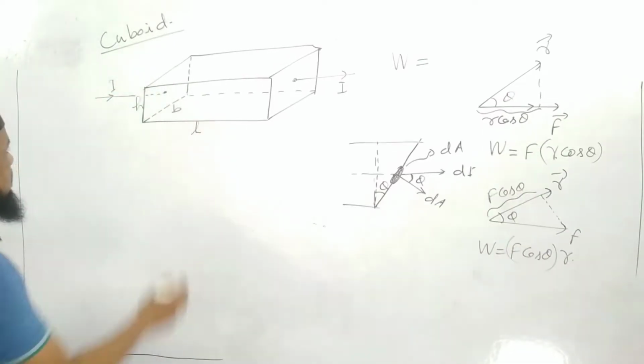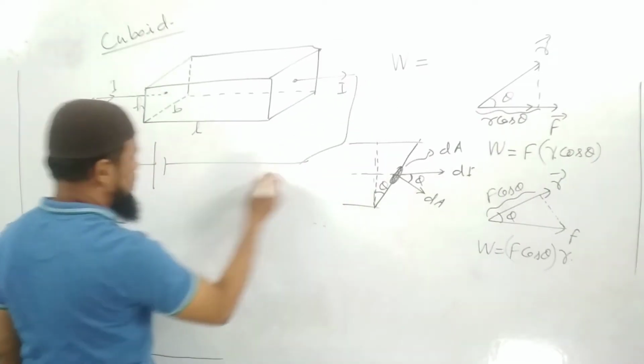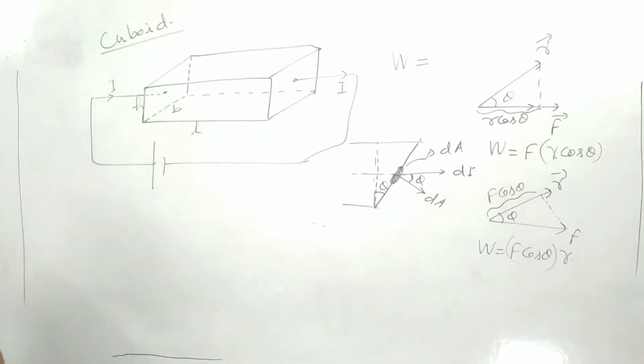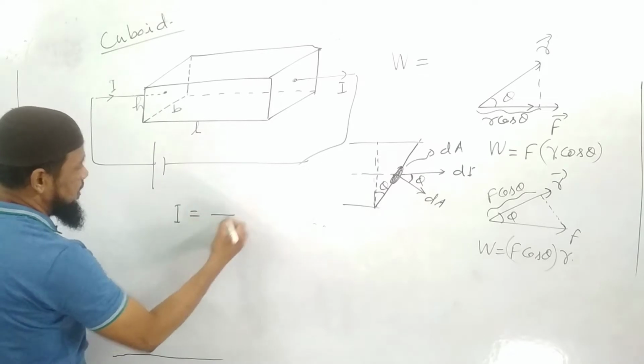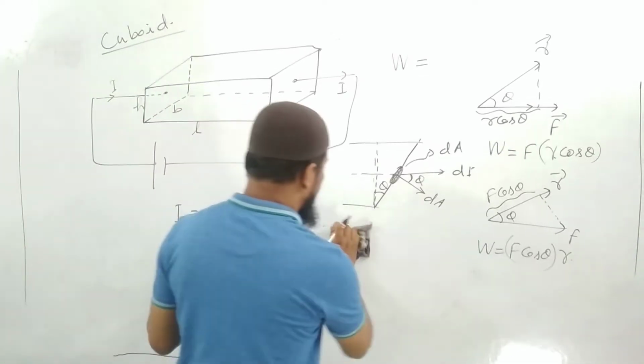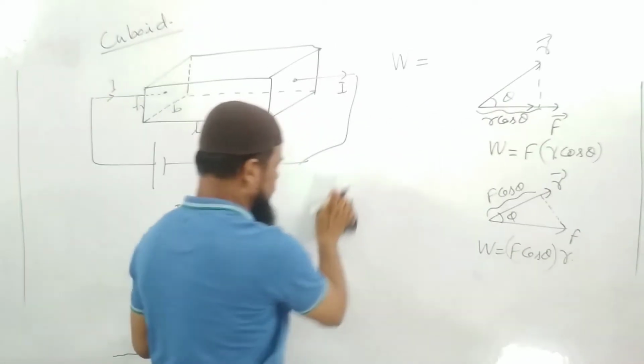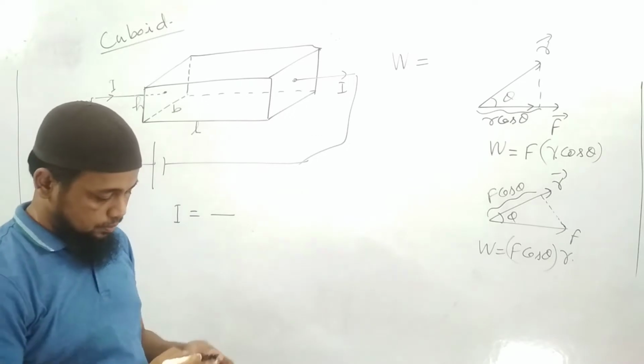This is a cuboid. Suppose we are connecting to a battery, something like this, as a result of which current is flowing. So we have to find current density here. How will you find current density? Very simple. Sir, current density will assume the current to be uniform. Let me remind you one thing.